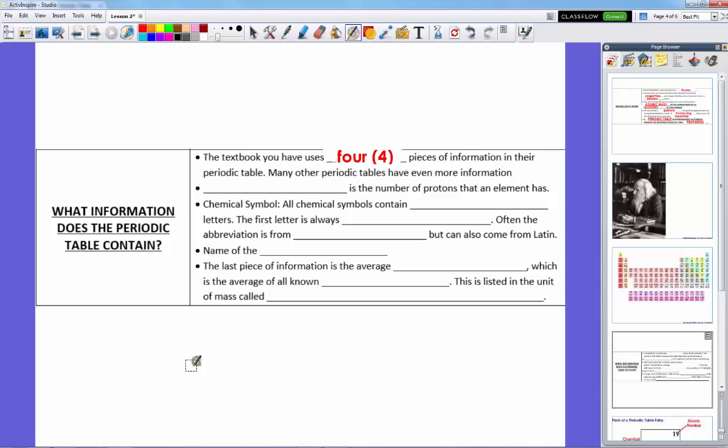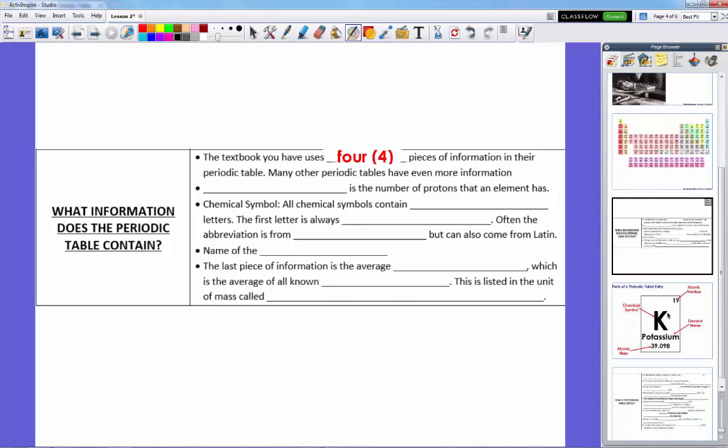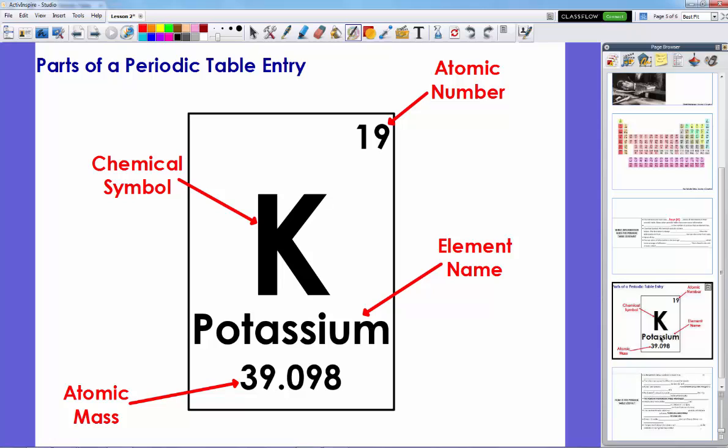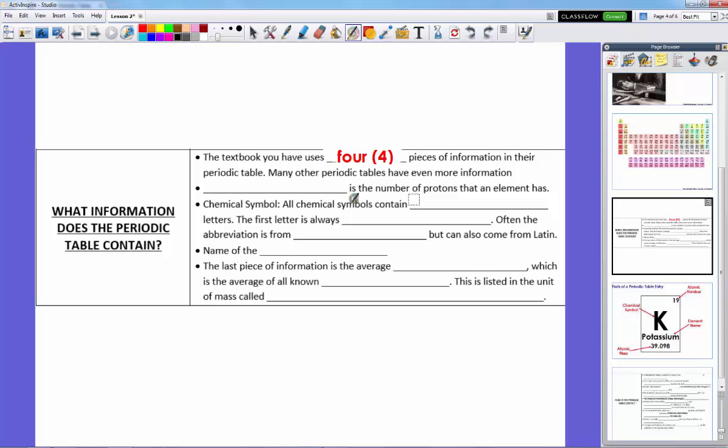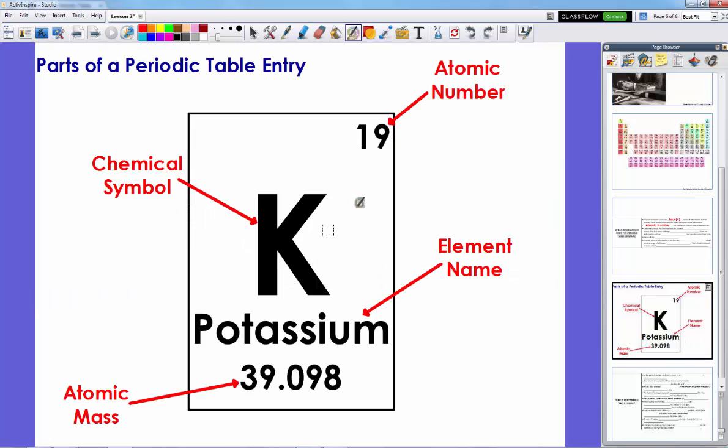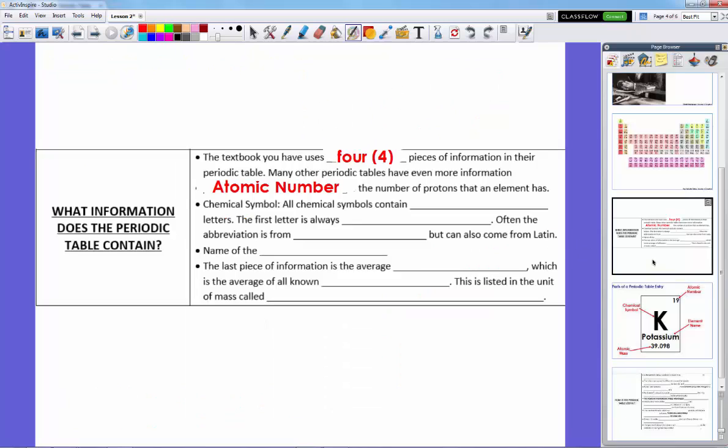So our textbook, the very basics of that, has 4 pieces of information. Okay, so we have the parts of our periodic table entries, which we have right here. We'll look at the atomic number, the chemical symbol, the element name, and the atomic mass. So let's go ahead and look at this back and forth. First off, the atomic number, of course, is the number of protons an element has. Every single potassium atom in the universe has 19 protons in it, hence its atomic number.